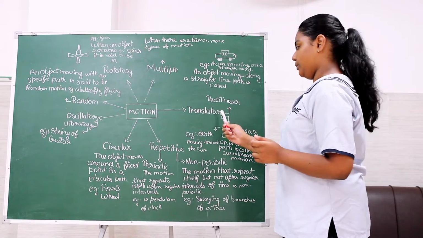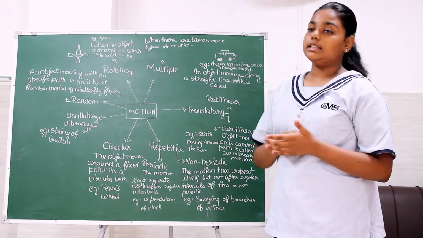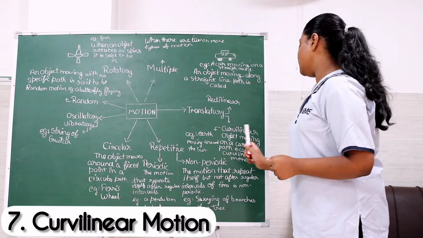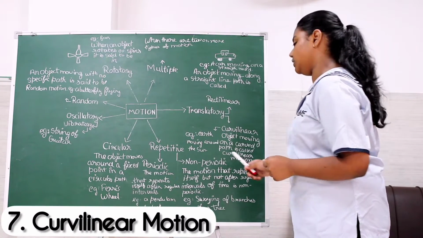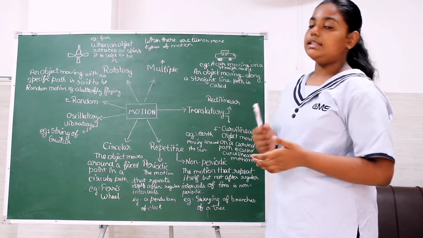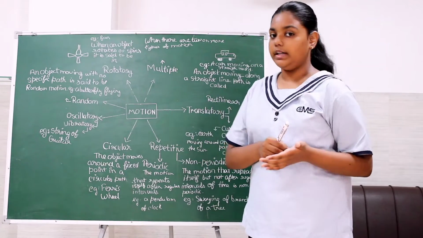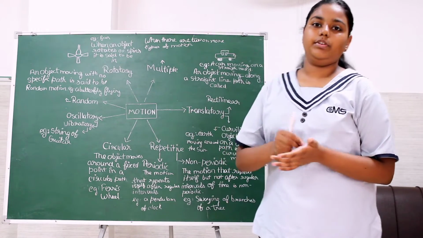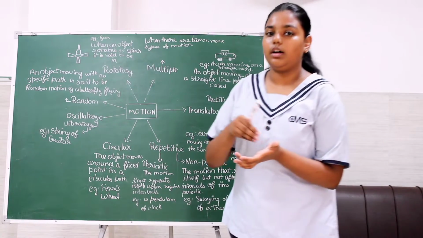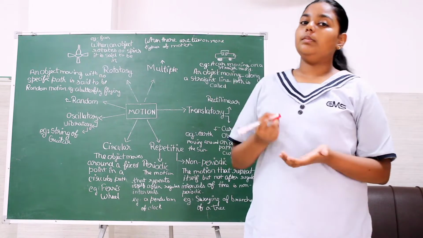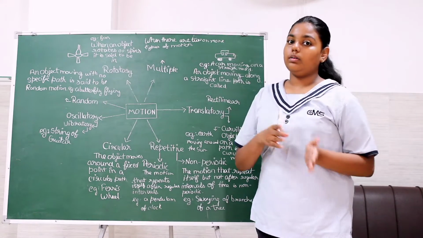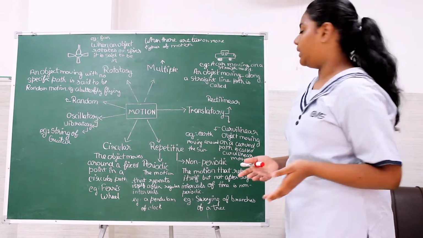Then comes translatory motion, which again consists of rectilinear motion and curvilinear motion. Curvilinear motion: an object moving on a curved path is said to be in curvilinear motion. Now you will ask what is the difference between curvilinear motion and circular motion? The difference is that in circular motion it has to be fixed on a point, but in curvilinear motion it doesn't have to be fixed on a point. The example is the Earth moving around the Sun, so it is not fixed on a point. One more example is the Moon moving around the Earth. That is also an example of curvilinear motion.